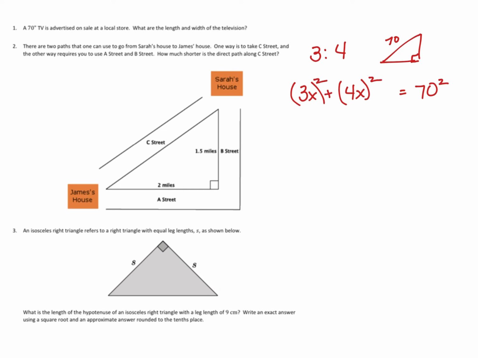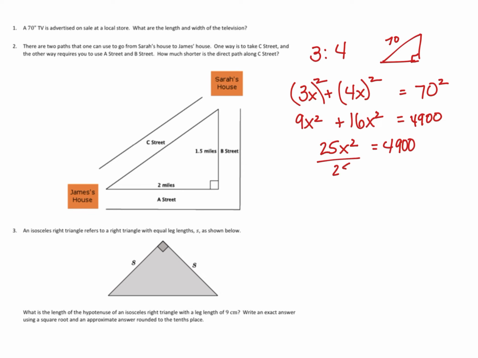When you square a 3x, you end up with 9x squared. If you square a 4x, you get 16x squared. And 70 squared is 4,900. If you add 9 pieces and 16 pieces, you get 25 of those pieces.